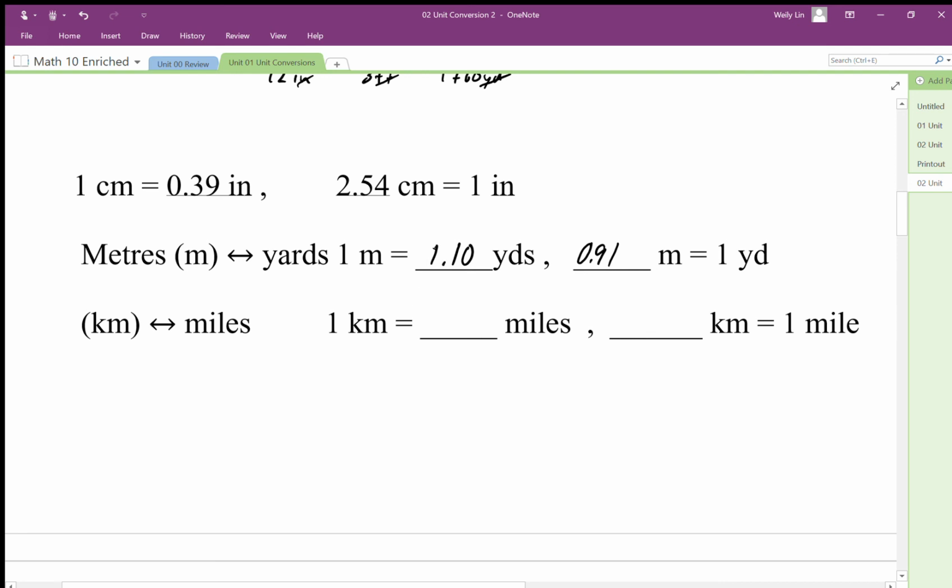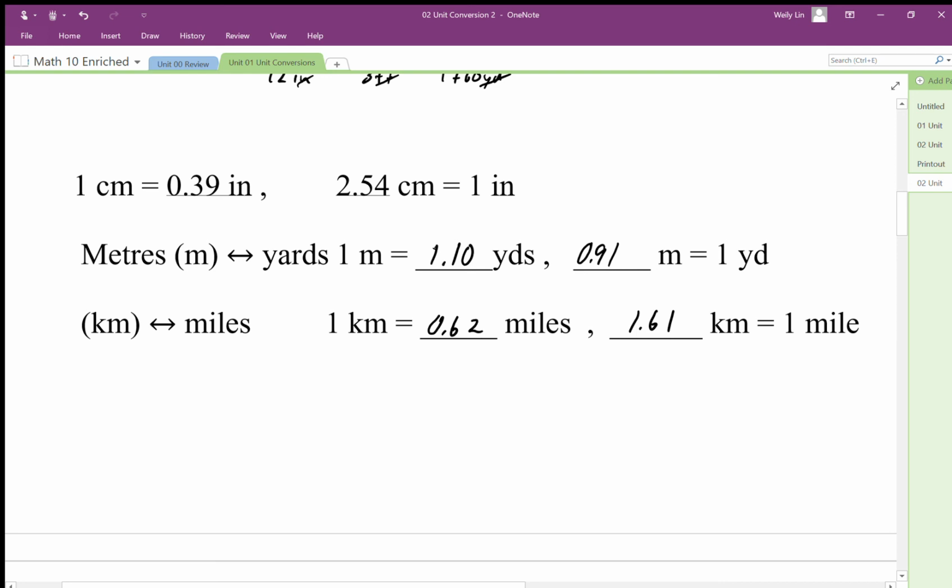1 mile is equal to 1.61 kilometers. Our formula sheet says 1.609, but we'll round that to 1.61. Sometimes we just use 1.6. Okay, and if I want to find the reciprocal one, I do 1 divided by 1.61, and I get 0.62. Okay, so 1 kilometer is equal to 0.62 miles. Okay, these are reciprocal unit rates.